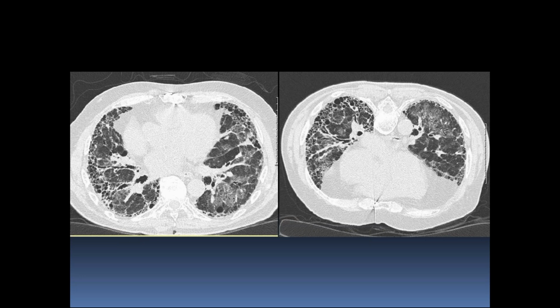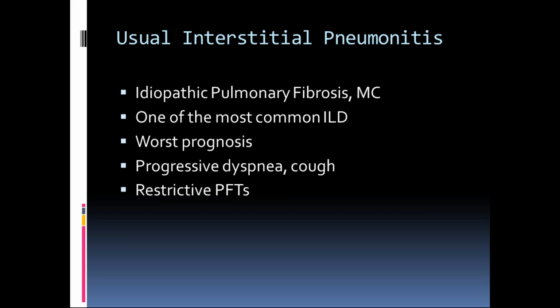So what we have here is a mess of bronchiectasis with some cystic changes and ground glass in the mid and lower lungs. What is this? This is usual interstitial pneumonitis. The most common cause of that is idiopathic pulmonary fibrosis. This is one of the most common interstitial lung diseases, and I say unfortunately because it has the worst prognosis.